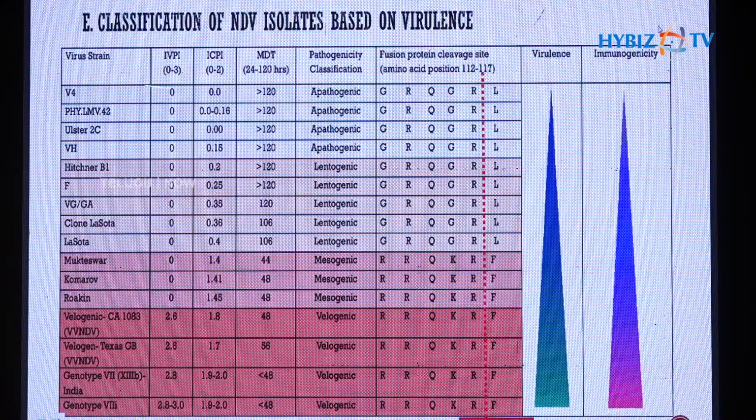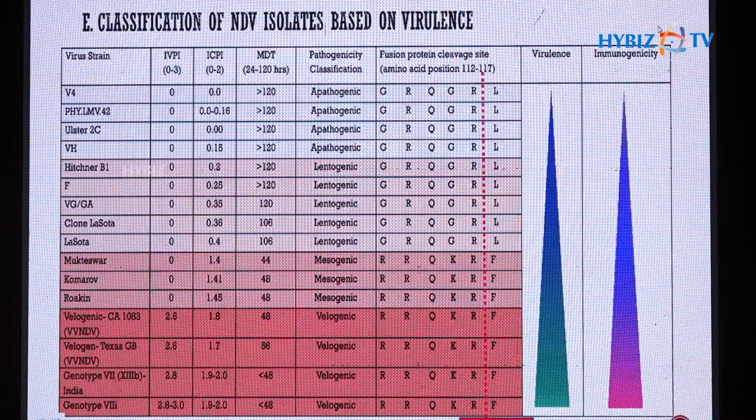If you talk about the classification of these viruses, okay, this table I would like to simplify for you, though it is complicated. You can see we classify based on intravenous pathogenicity, intracerebral pathogenicity, and the mean death time. Okay? This is the lowest virulent virus, the V4 strain, which is a vaccine strain, and this is the highest virulent, which is prevalent in India. That is genotype 13 and genotype 7I. I will come to this. You can see the ICPI is increasing here. It is almost 0 till the mesogenic strains. So ICPI, here you can see up to 2, and you can see the mean death time here.